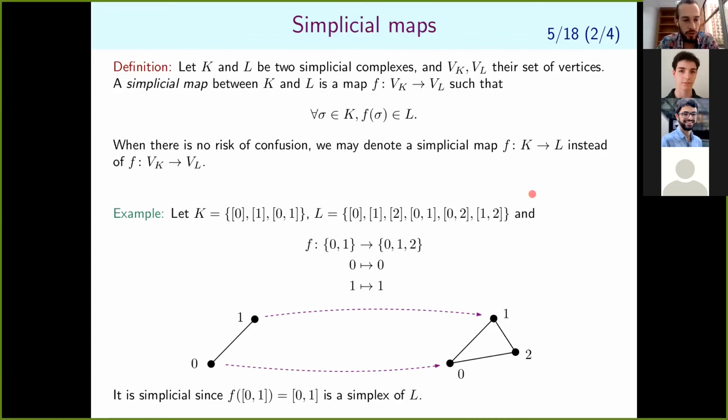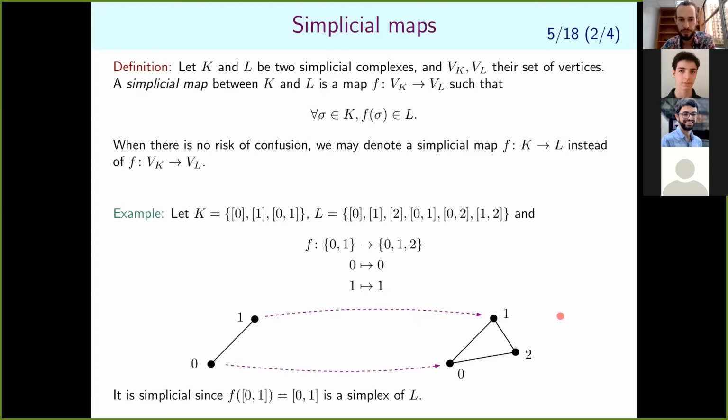I give you a simple example here. Say K is this segment, a simplicial complex of dimension 1, and L is this triangle, also a simplicial complex of dimension 1. I do not take the inner triangle. And I consider this map, F, that maps 0 to 0 and 1 to 1. Okay? This map is simplicial because if I take any simplex of the first simplicial complex, I have only a simplex of dimension 1. This is the segment, the edge. Its image is this edge, which is a simplex of the second simplicial complex, right?